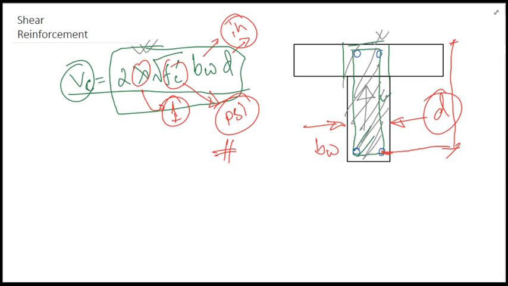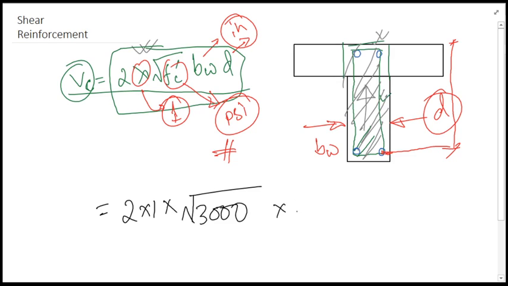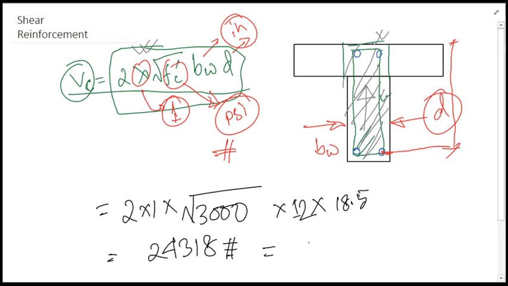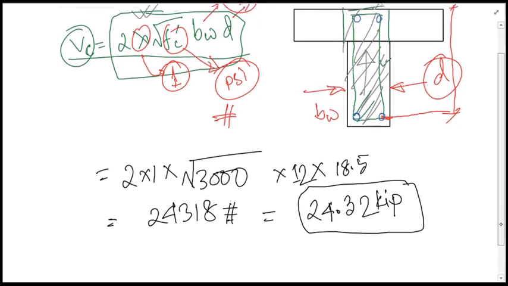So let's check what will be the concrete capacity for our case. It will be 2 multiplied by 1, root 3000, multiplied by 12, multiplied by d, which was 18.5. From this you'll be calculating to obtain 24318 pound, which is nothing but 24.32 kip, we can say. So this is the concrete capacity, the nominal capacity of concrete.